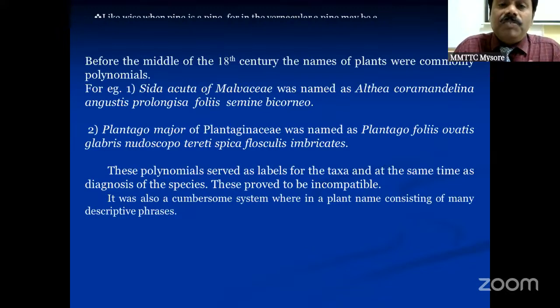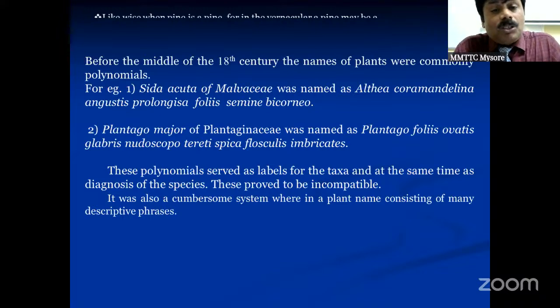Henceforth, before the middle of the 18th century, the names of plants were commonly polynomial. I told you, Sida aquata was named as Althaea Coromandeliana, angustis prolongis foliis, semen by Karna. Similarly, Plantago major of Plantaginaceae was named with nine words: Plantago, foliis ovatis glabris, nudo scapo, tereti, spica, flosculus imbricatis. Instead of knowing the name of the plant, it used to be a description of the plant. A diagnosis of the plants, actually, that we cannot call names. The description or diagnostic characteristics of a particular plant cannot be taken as the name of that plant.